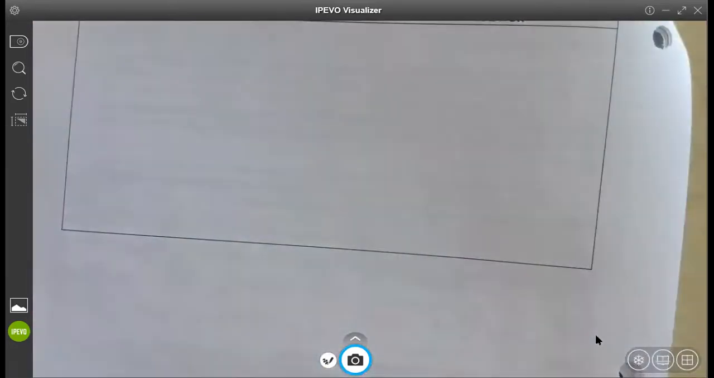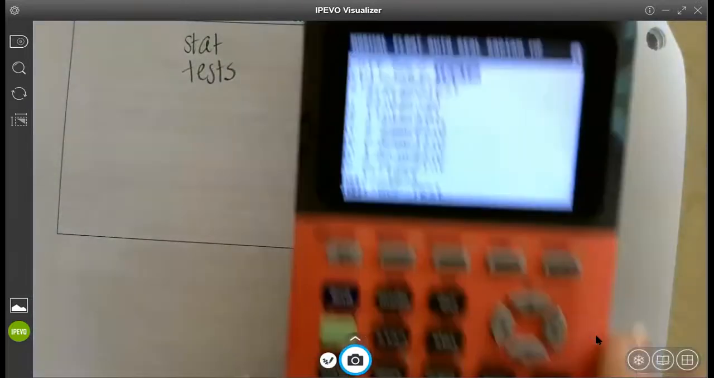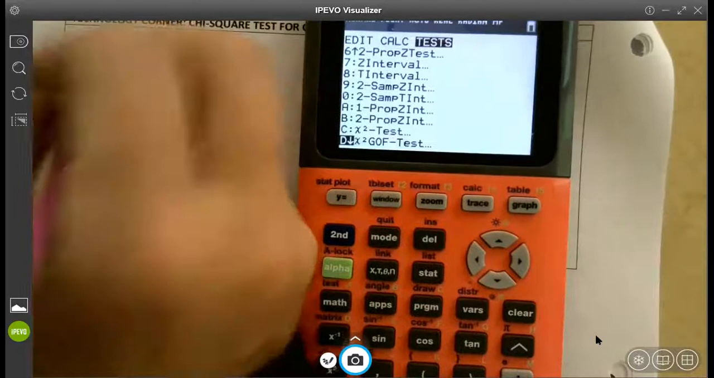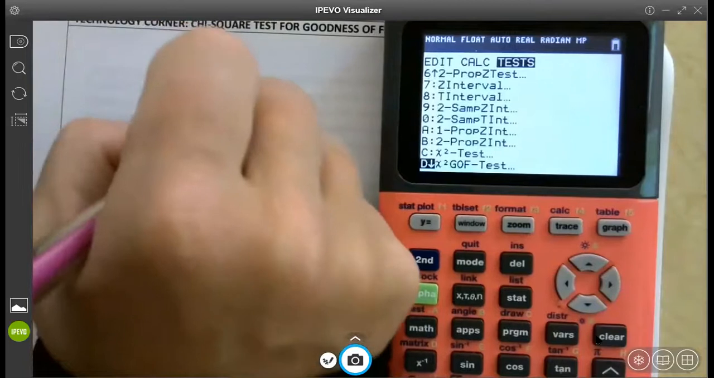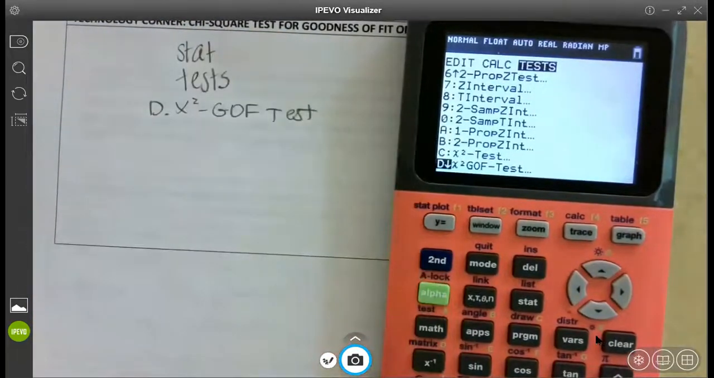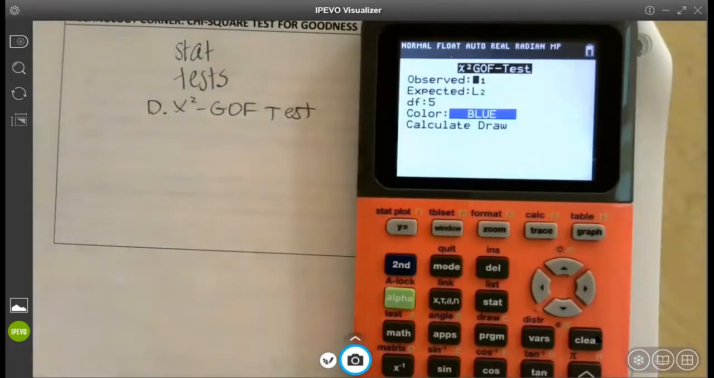Okay, chi-square test for goodness of fit on the calculator. You're going to go to stat. You're going to go to tests. And you're going to go down until you see this letter D. So I'm going to put that in front of it. And it's the chi-square GOF test. You can put your data into L1 and L2. That's your observed and your expected. You can put everything in and then have your subtraction in there at some point. But observed would be L1, expected would be L2.